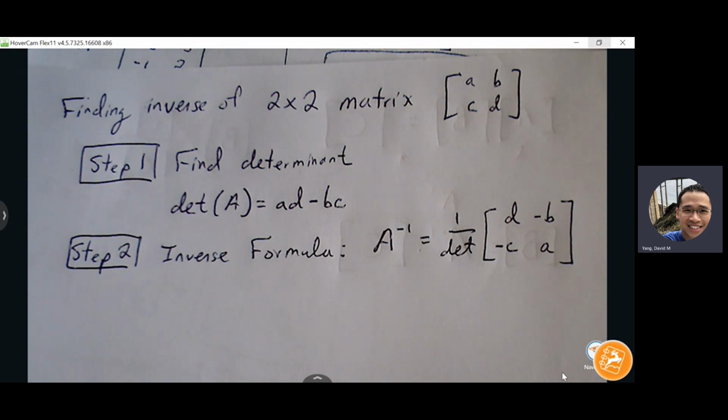Singular just means where your determinant is equal to 0, or basically your inverse of this doesn't exist. So just do AD minus BC set equal to 0 and solve for X.